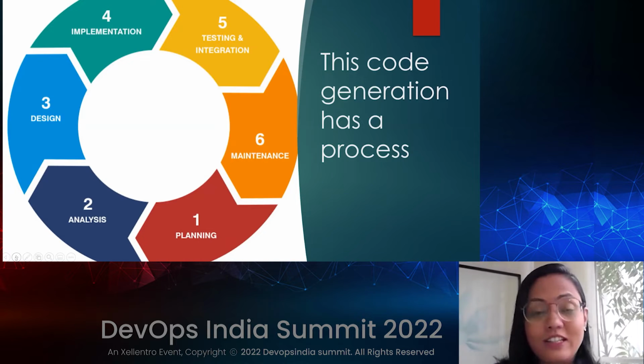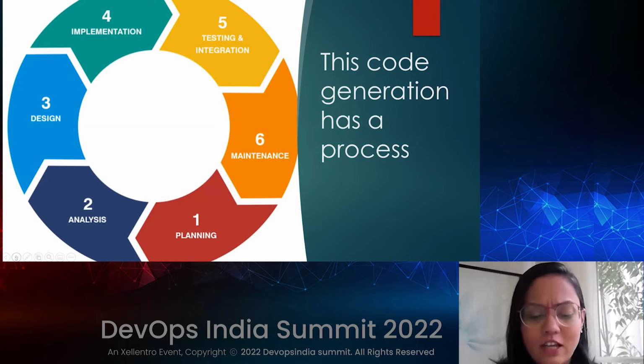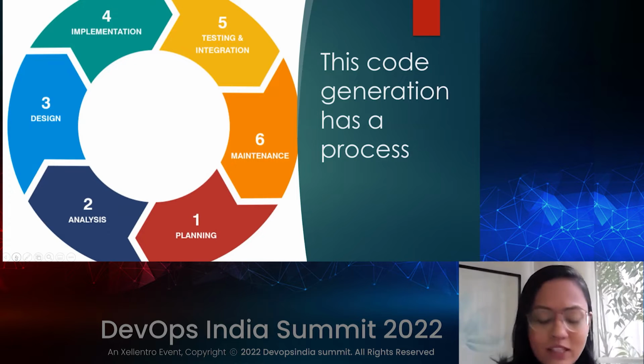So, of course, it's not just the code that gets generated. Along with the code, we do a lot of things, which means that for testing, I would write test scripts. I would have test cases. I would have the test data. For planning, I would have the sprint plans if you're doing agile.